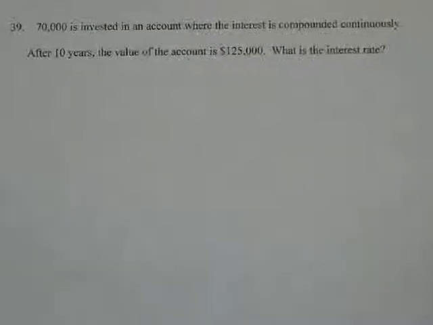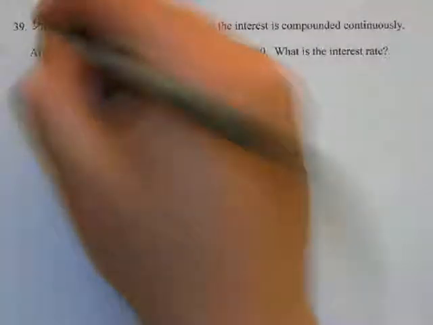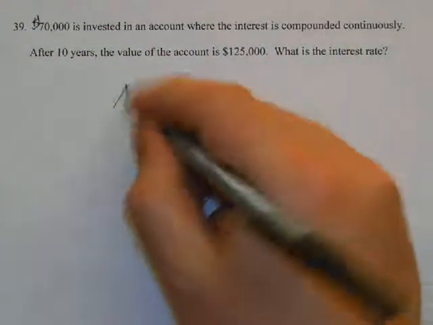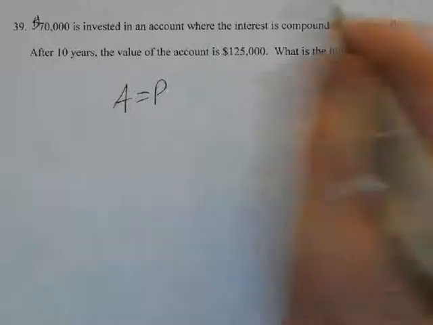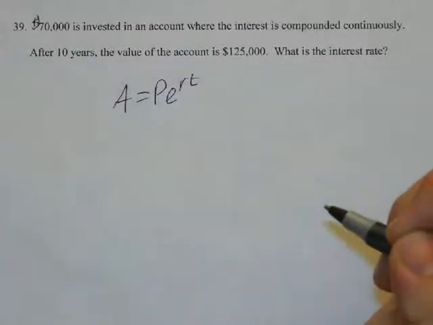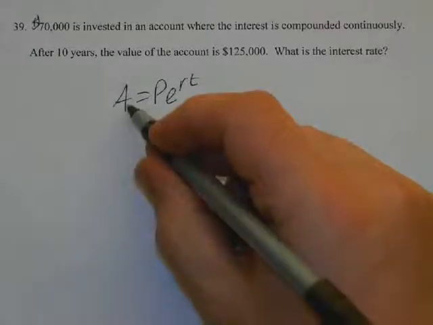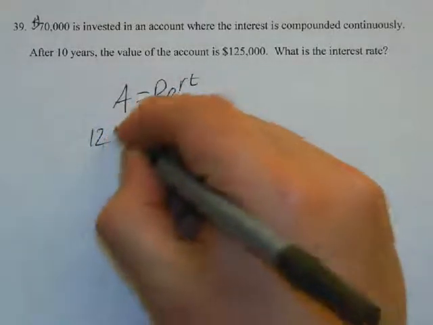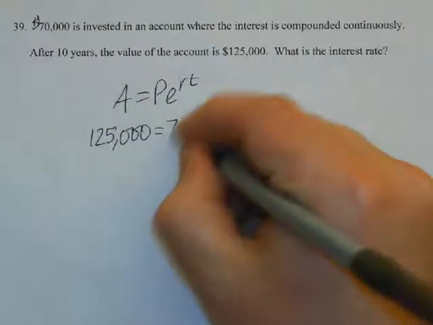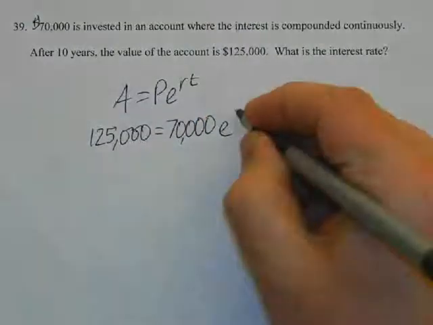Last problem. $70,000 is invested in an account where the interest is compounding continuously. After 10 years, the value of the account is $125,000. What was the interest rate? So we're going to plug in the information we know. We know the end amount, $125,000. We know the principal, $70,000. We don't know the rate, but we do know the t.